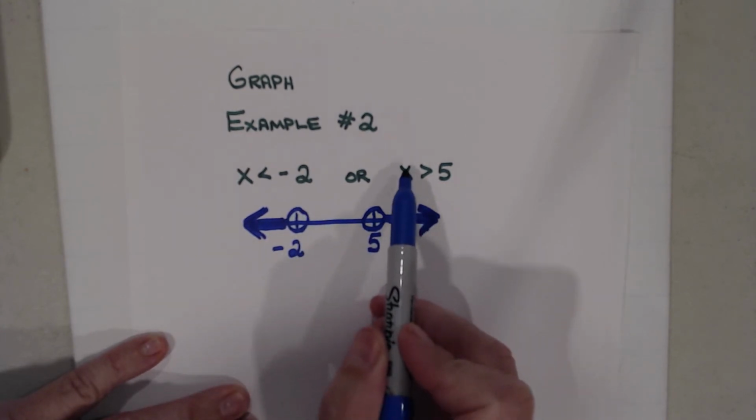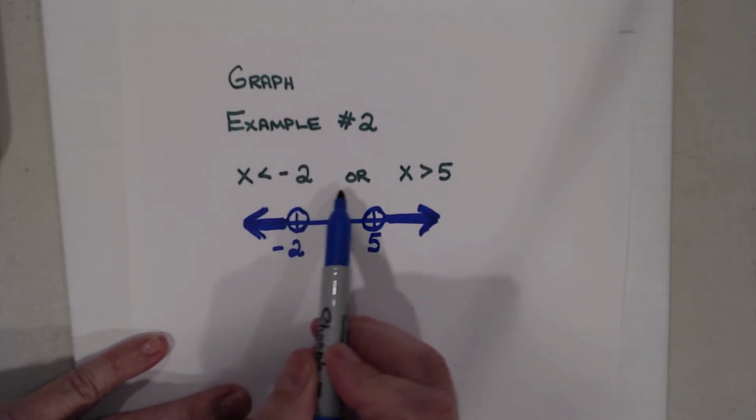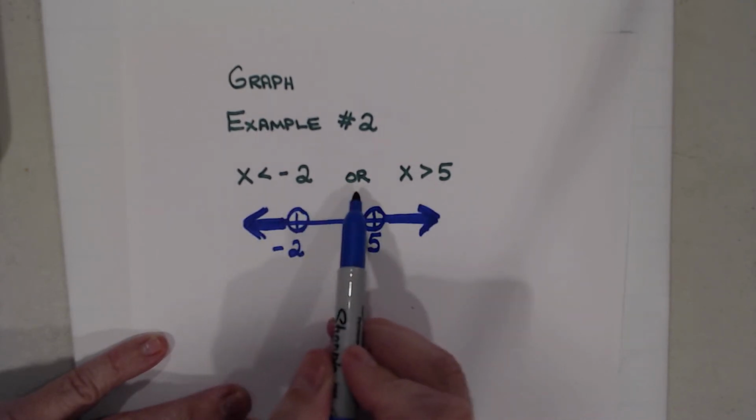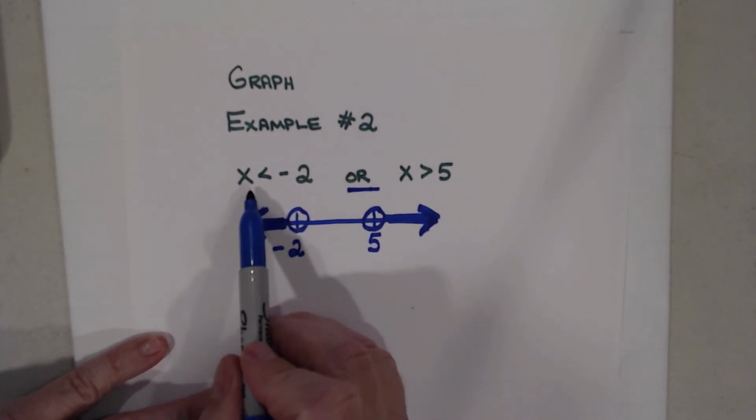But does it work for this one? 6 is greater than 5. Yes. It only has to work for one of them to work when the word is OR. It didn't work for this one.